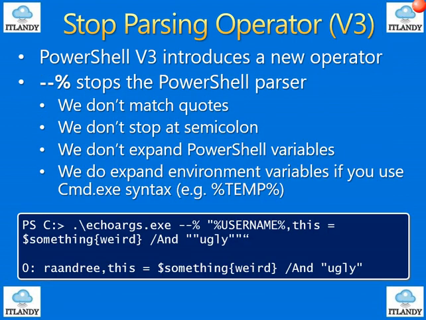Stop-parsing operator, v3 and above. PowerShell v3 introduces the new operator that stops the PowerShell parser. We don't match quotes, we don't stop at a semicolon, we do not expand PowerShell variables, and we do not expand environment variables as well. You can see the examples below.